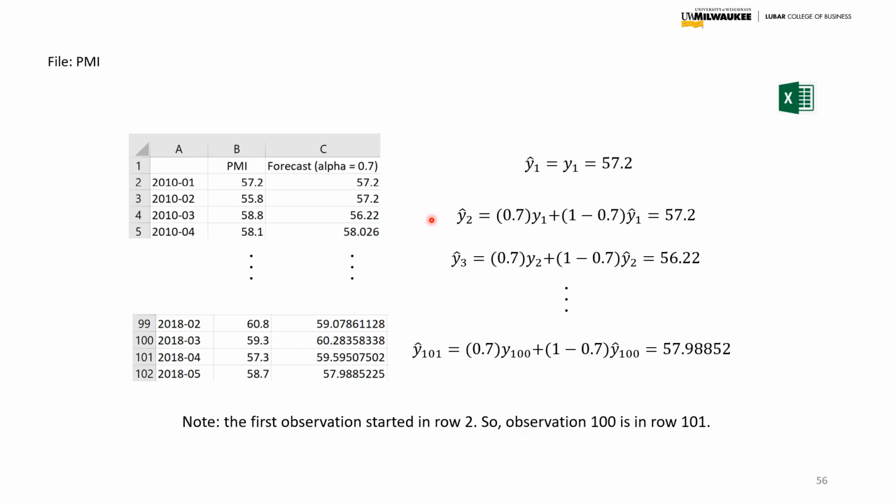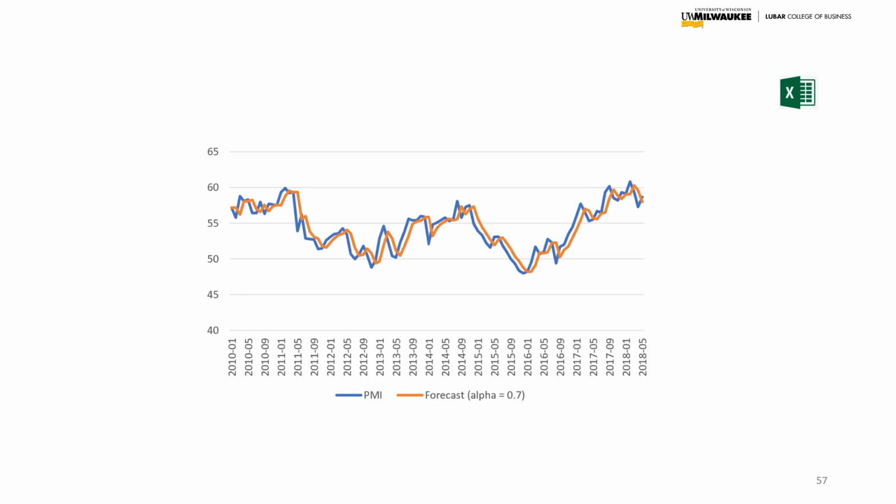You can put the formula and embed it in the cell right at the top here of C3. In C2, I typed in 57.2, but then I embedded the formula and then just copied it down to get at the bottom the forecast for period 101 to be 57.9885. Here you can see the superimposing of the forecasts on the original series, and the forecasts seem to be tracking the original series quite well.